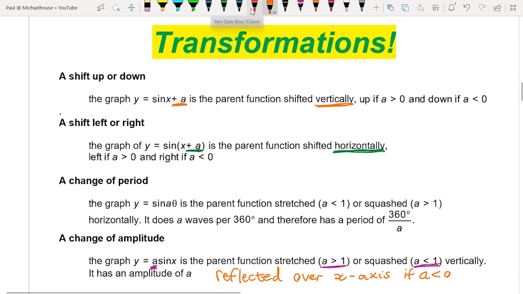And then the last one, and this one's unlike anything we encounter in paper one, is a change of period. If we were to multiply the angle by a number, the graph will get stretched out left to right if that number is less than 1, and squashed if it's bigger than 1. We'll then do A waves per 360 degrees, and its period will be 360 divided by A. That's for sine and cos. Obviously, for a tan graph, its period will be 180 divided by A.